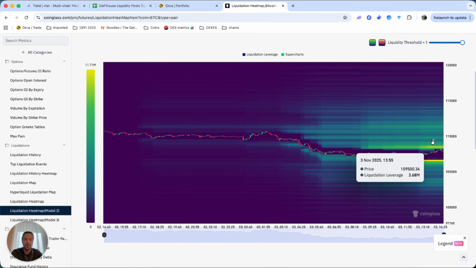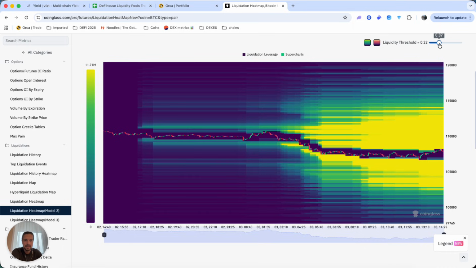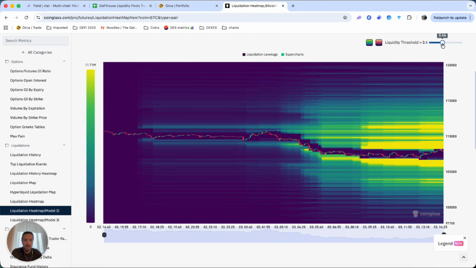What you want to be doing then is scaling the liquidity threshold, which is now at 1. You want to scale it towards 0.5, towards 0.55, and maybe even lower depending on your personal preference. In this case, 0.55 may actually show not too bad, but let's try going lower. I would say this is a bit too much. So in my opinion, about 0.5, yeah, it's pretty clear.